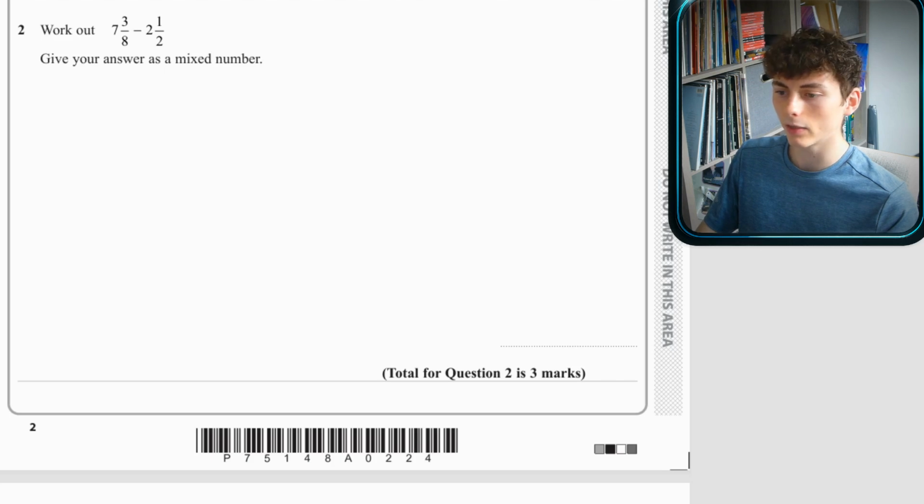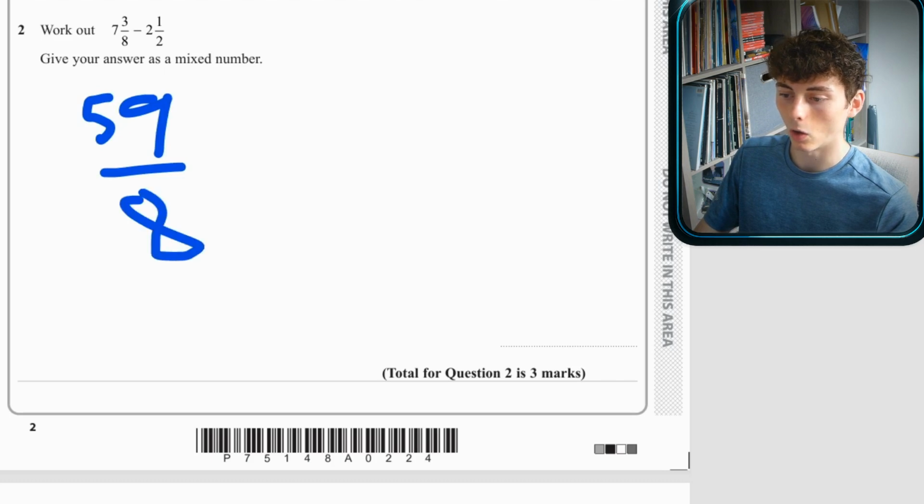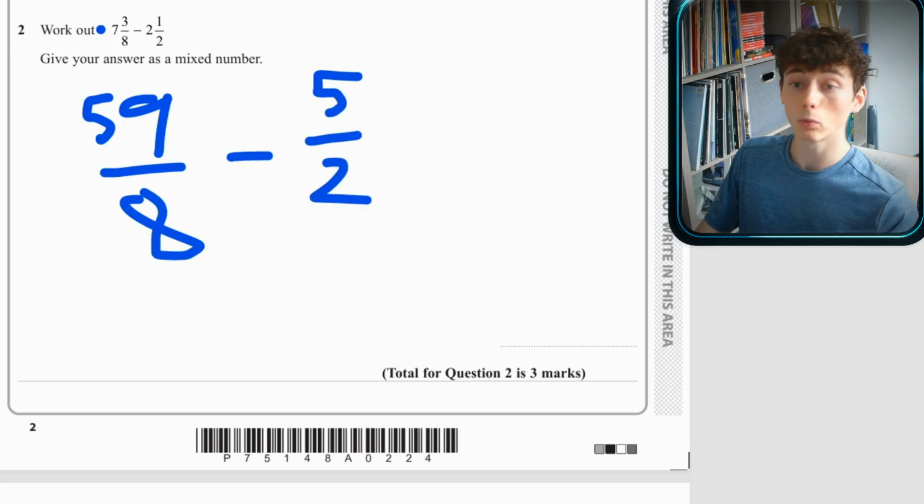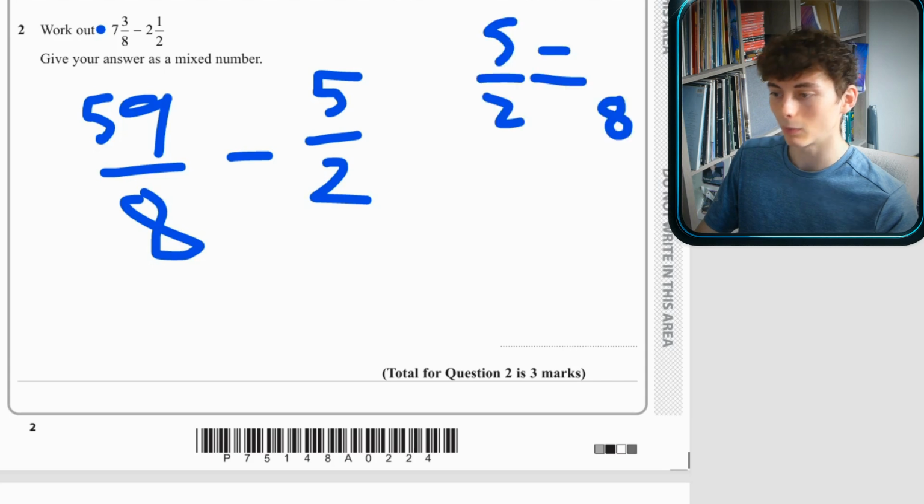We have 7 3/8 minus 2 1/2. So already I'm thinking, can we convert these into improper fractions? So we do 7 times 8, which is 56, add the 3, and that would get us 59/8 on the left side. Okay, then we convert the 2 1/2, so 2 times 2 is 4, plus 1 is 5/2. So next I would want to convert the 5/2 into eighths. So to get 2 to 8, we'd multiply it by 4, which means 5/2 equals 2 times 4 and 5 times 4, so that would be 20.